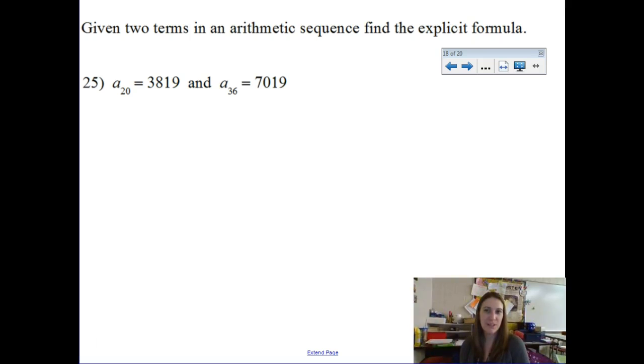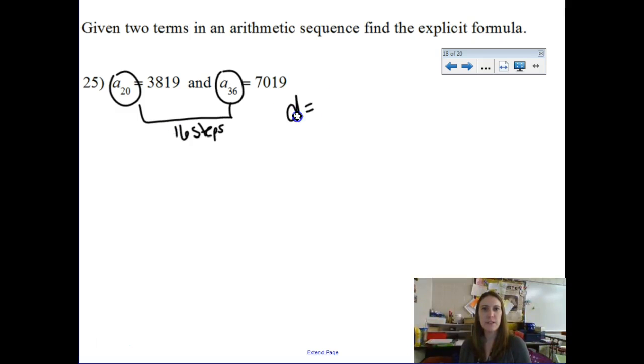Given 2 terms, find the explicit formula. So it's kind of like what we just did. So we're going to find the common difference, and then we're going to kind of backtrack and figure out the first term, and then we can go from there. So from the 20th to 36th term, that's 16 steps, right?